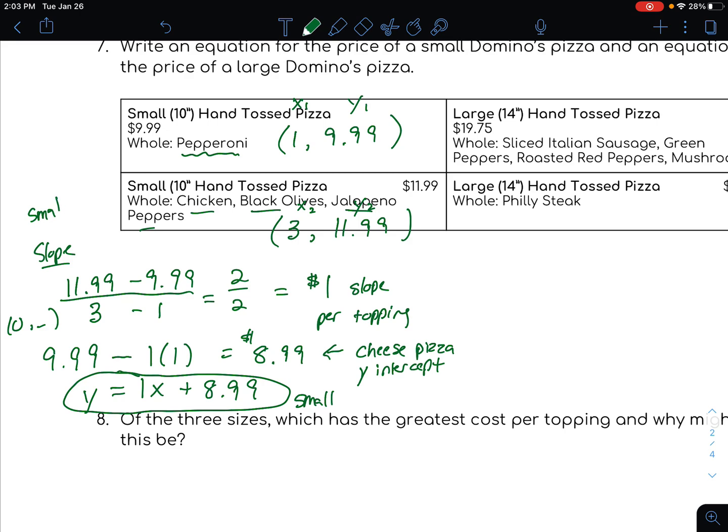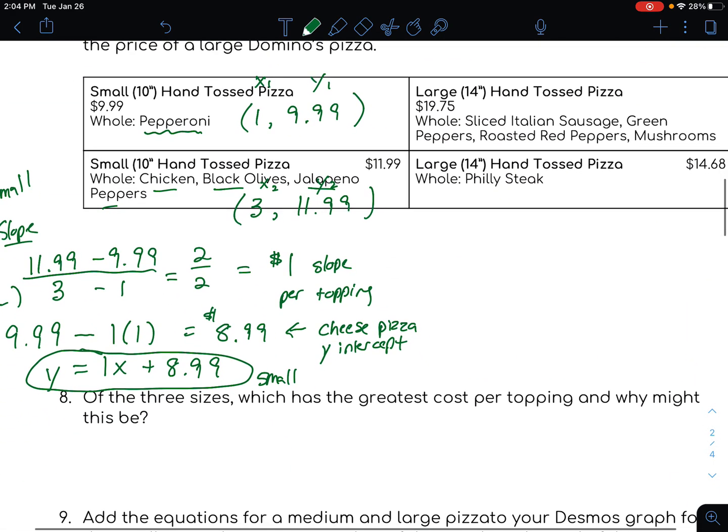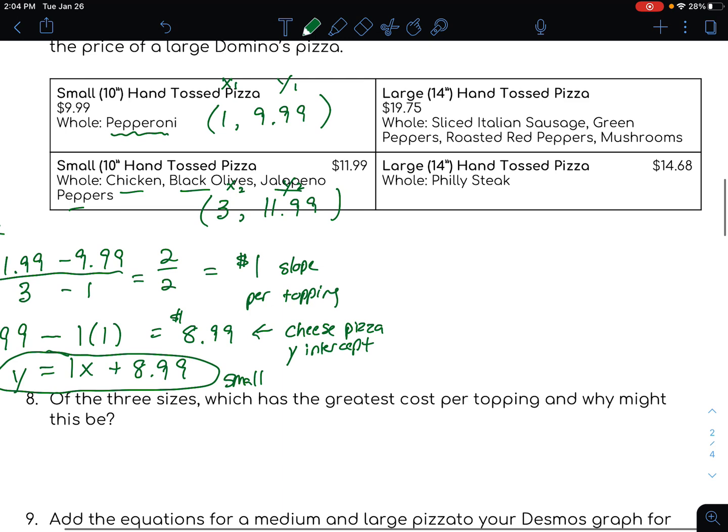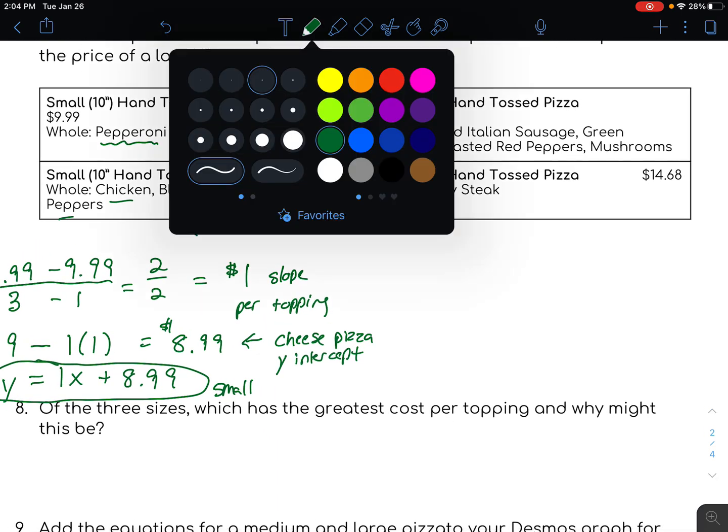So notice it has a little different price structure. The price per topping is $1 instead of $1.49. And it has a little different base price too, which of course would make sense if it's small. You have a smaller base price.